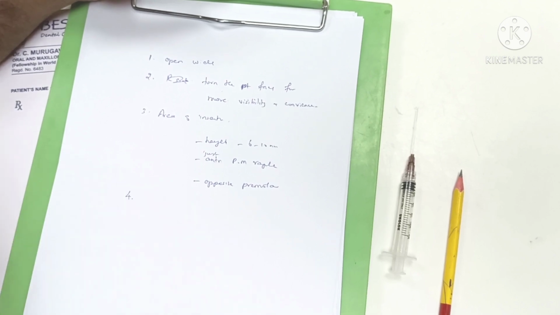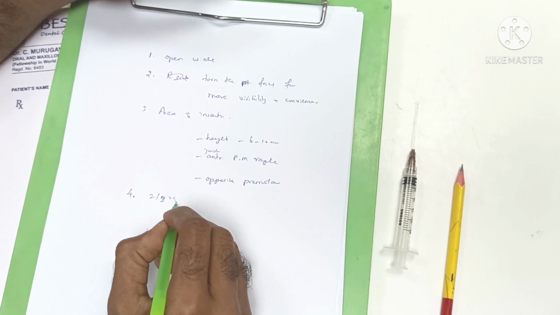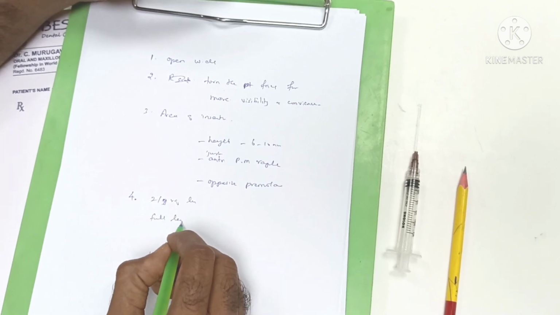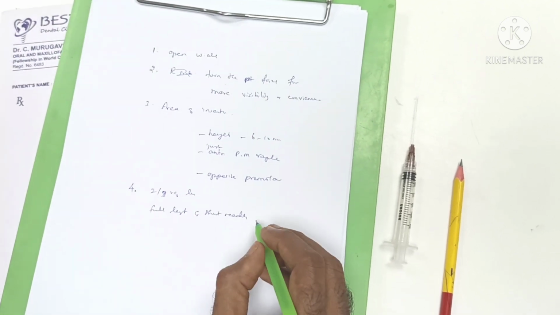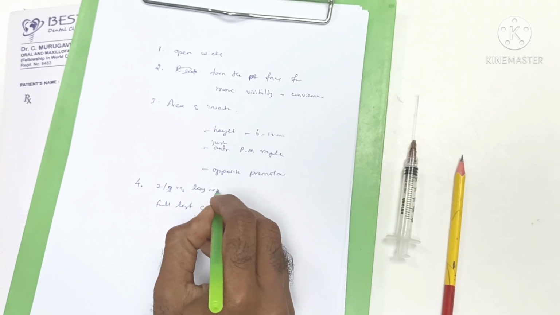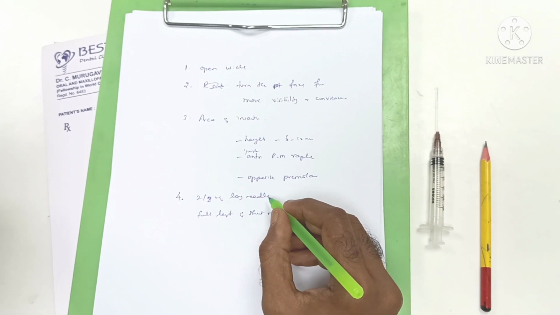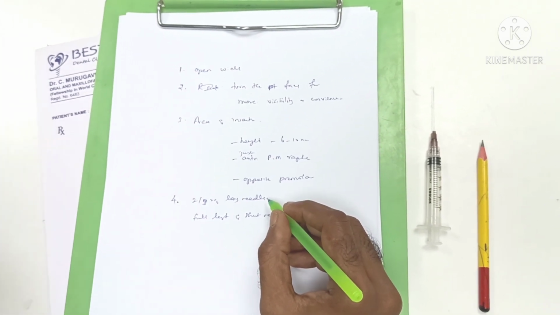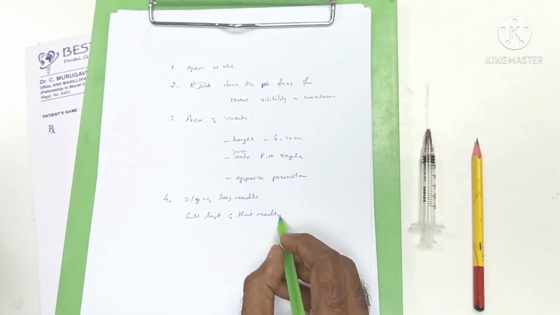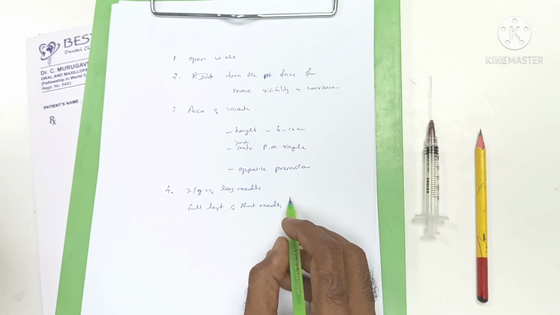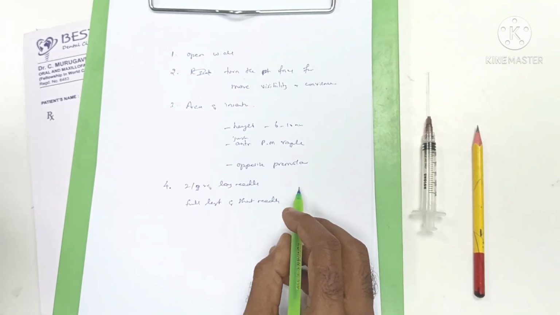The fourth thing is how much depth to go: 2/3 of a long needle or the full length of a short needle. Some doctors are comfortable with a short needle and some with a long needle. The problem with the long needle is it may deflect, and since it is long, some doctors may find it a little inconvenient to insert. The short needle is very easy to handle because it doesn't bend, but the pain from injection is more with a short needle because it is thick.